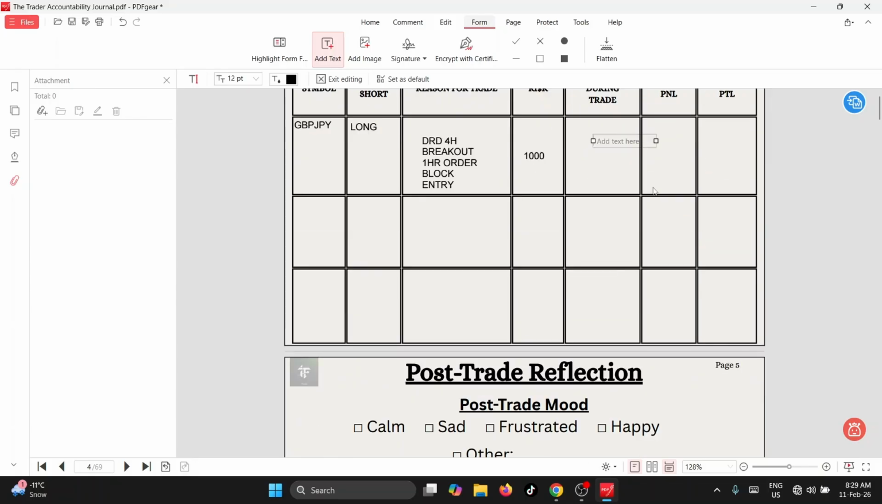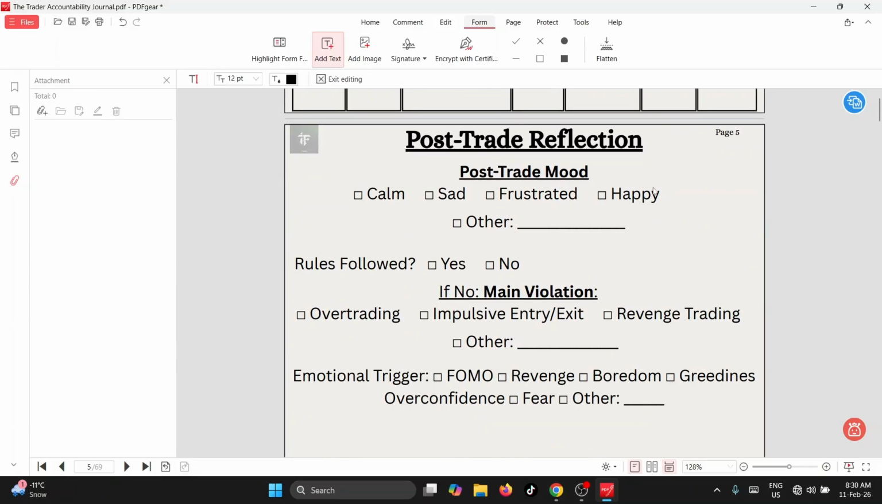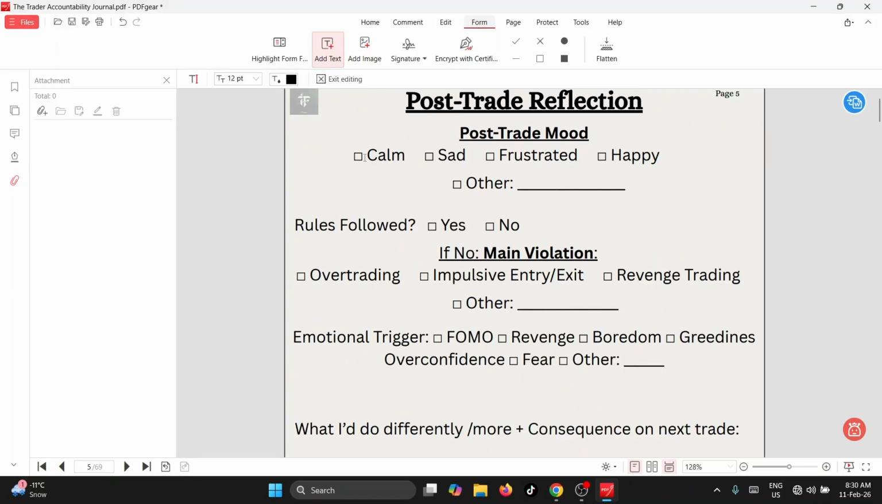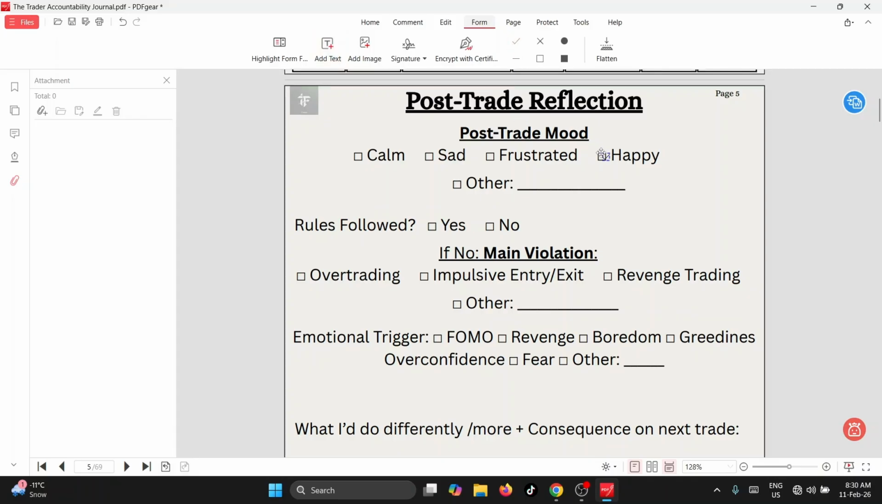Now, the next place is gonna be your post-trade reflection. Okay. This here is for what did you learn from today's trades? Did your emotions influence any of your decisions? Did you stick to your hard cap? So that's everything you're gonna write in here. You can say calm or happy if you hit TP, hopefully. Rules followed, yes. Now, if you say rules followed, you have no business with any of these anymore.